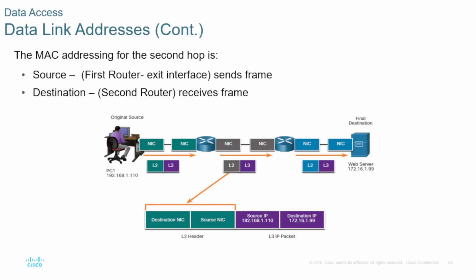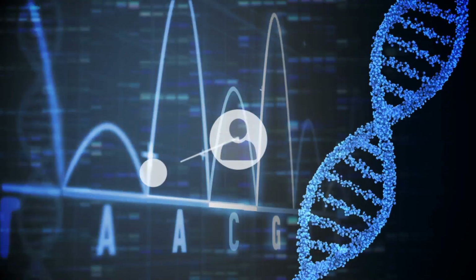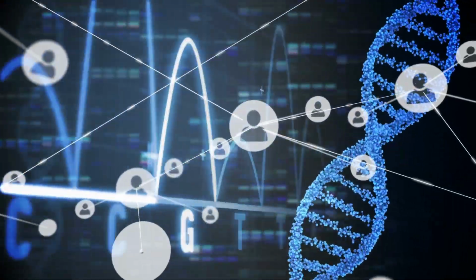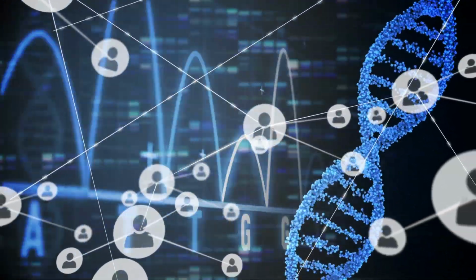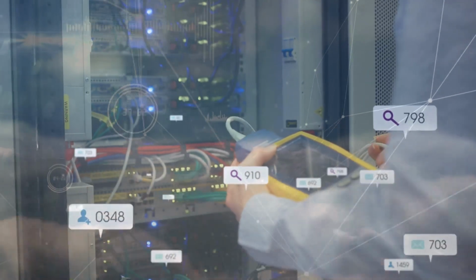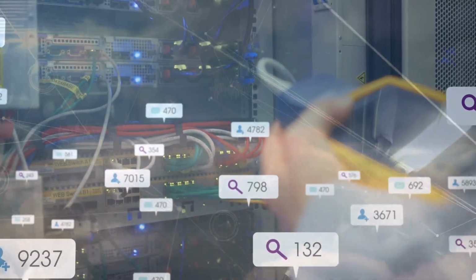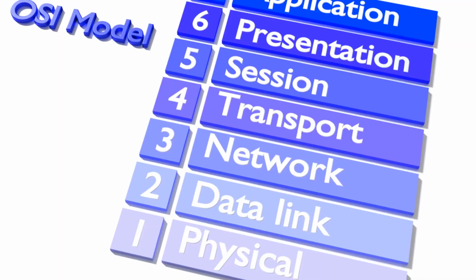However, the Layer 3 IP addressing stays the same from the original source to the final destination, ensuring end-to-end delivery across the network. As we wrap up Module 3 of Introduction to Networks, let's reflect on what we've covered so far and why it is important. In this lesson, we explored how network communication depends on well-defined rules, protocols, and models that keep data moving smoothly from one device to another.